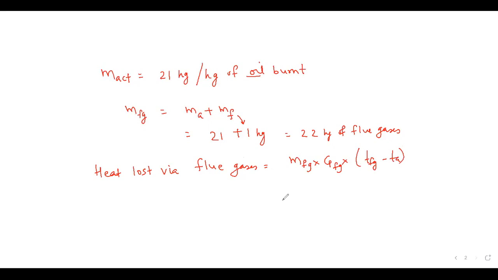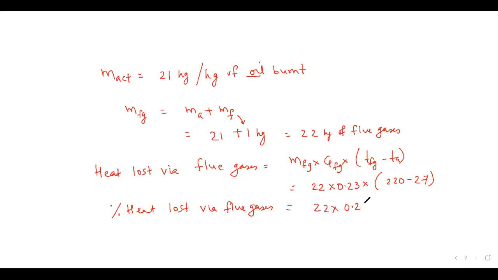We have discussed this many times. So this is around 22, this is around 0.23, and the temperature is 220 minus 27. And if you want to find percentage heat lost via flue gases, expressed as a percentage of the heat lost as compared to the energy in the fuel, this is 0.23 into 220 minus 27 upon, for every kg, the gross calorific value, which is 10,200. So this into 100, if you solve this, will give you around 9% as the heat lost by the flue gases. So this is the most important calculation. You must understand how you calculate the heat of flue gases.